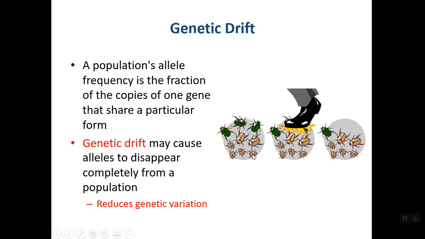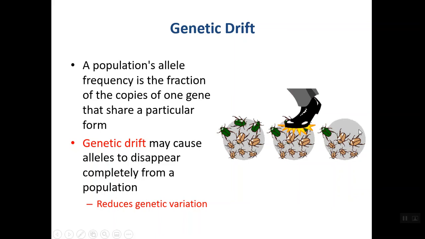Because of the size of the population and because of the randomness of the event that has happened, a person walking on that sidewalk, you may end up with a population after the event that has quite different allele frequencies than the initial one. And if this population reproduces over the course of generations, you could even end up with the disappearance of one of the alleles that was present initially.